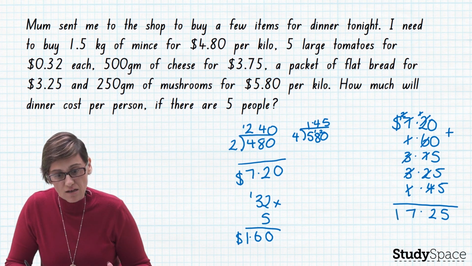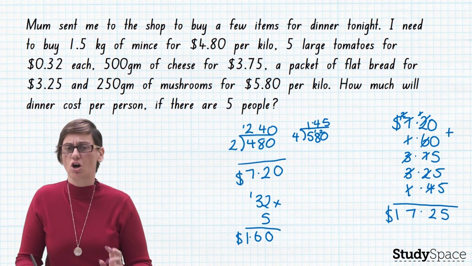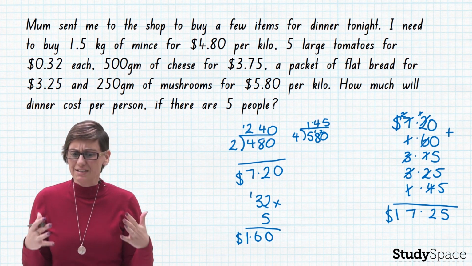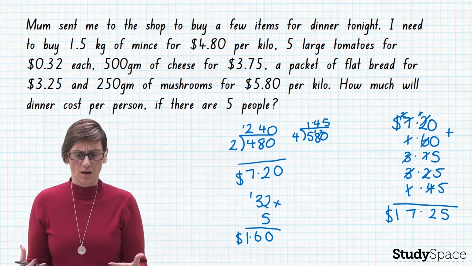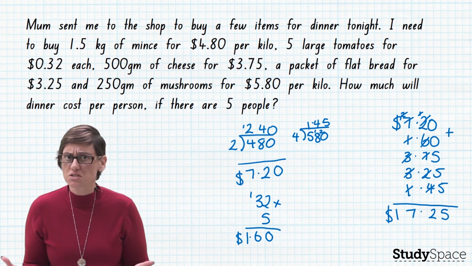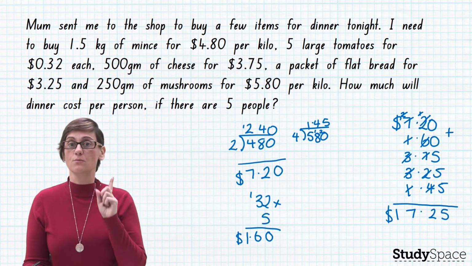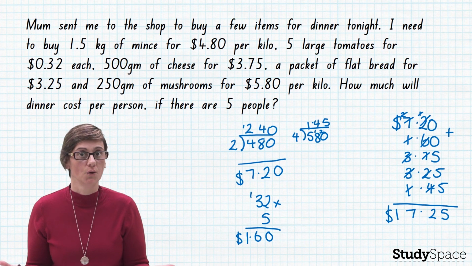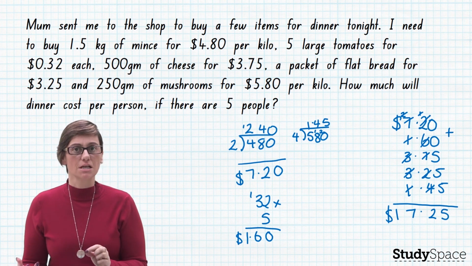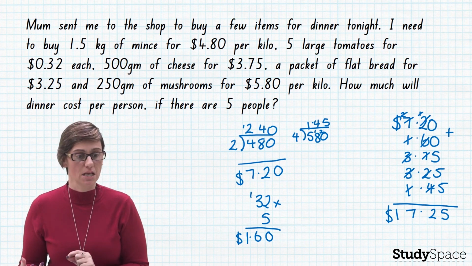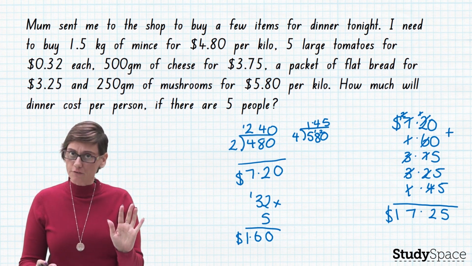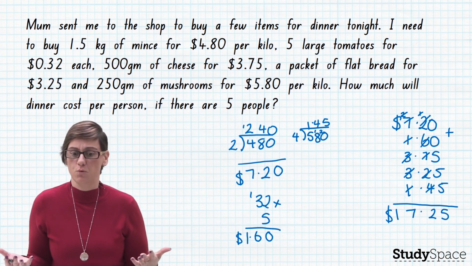So dinner is going to cost us in total $17.25. But are we finished, boys and girls? No, we need to do one more step. And what do we need to do? We need to divide $17.25 by 5. Why 5? Because we have 5 people.